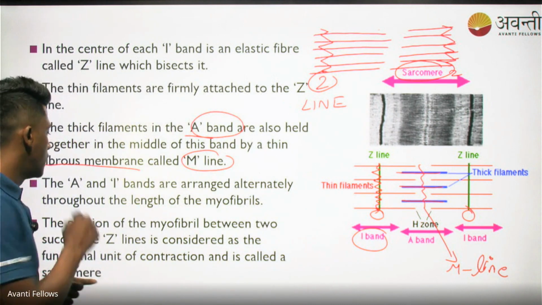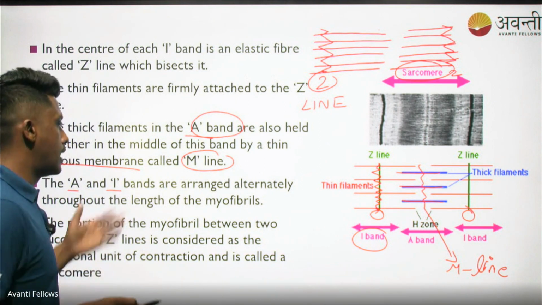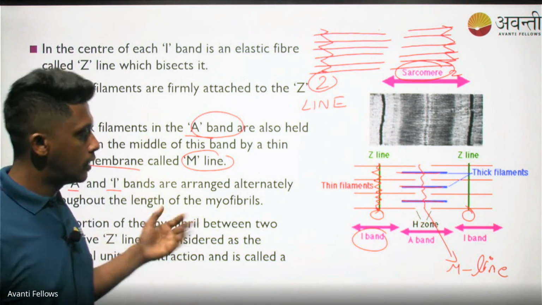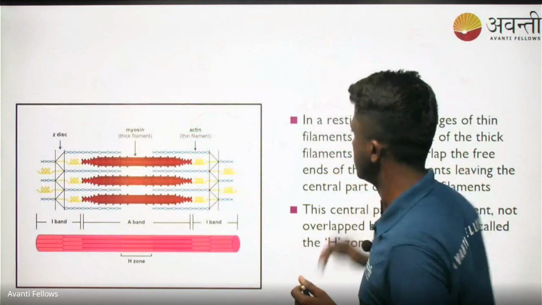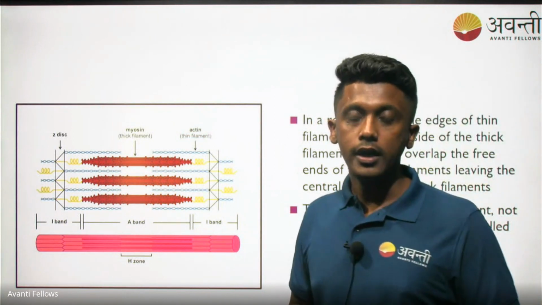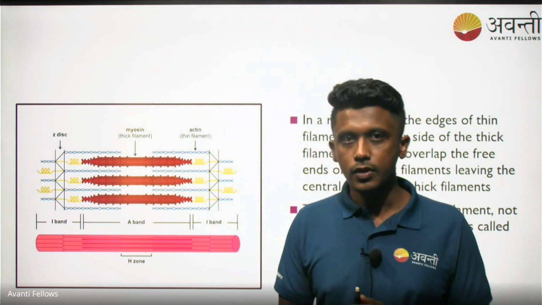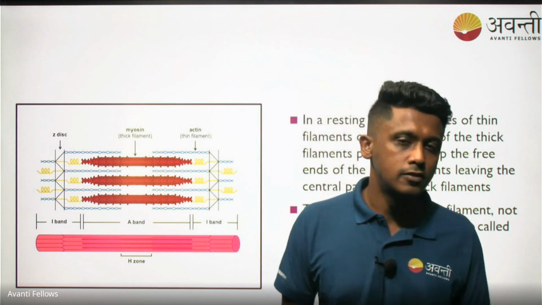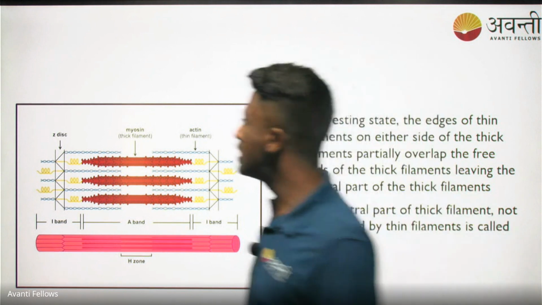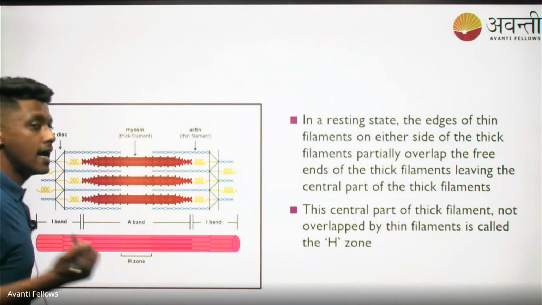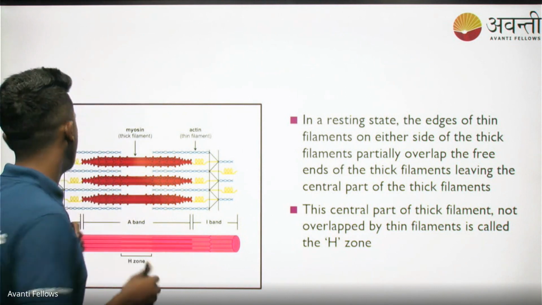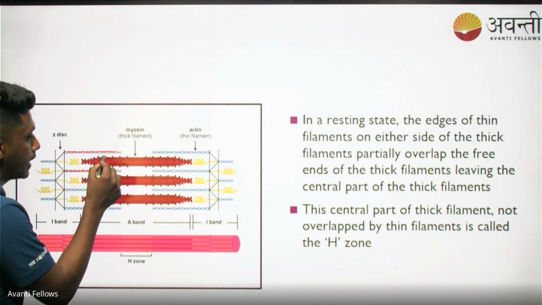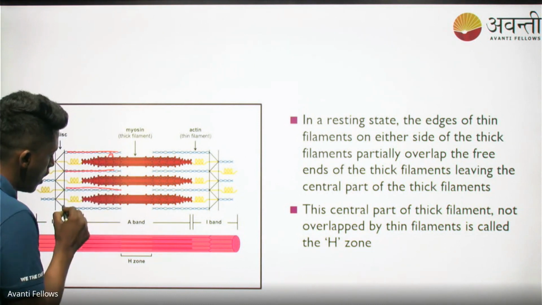Now, as I told you, both isotropic and anisotropic bands are arranged throughout the length of the myofibrils. Let's see one more fact about it. When you look at the muscle in a resting state, that means when they are not contracting, when they are in a very relaxed state, like while you're sleeping, how do the muscles in your arms or legs appear? In the resting state, there is an overlap of the I band over the A band, throughout the length of the A band.